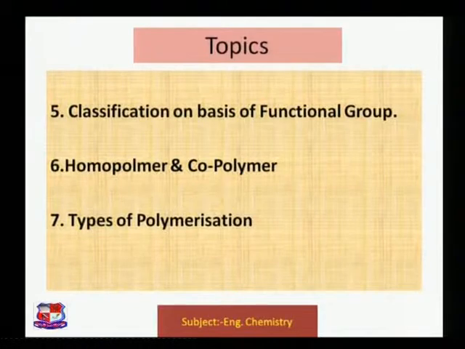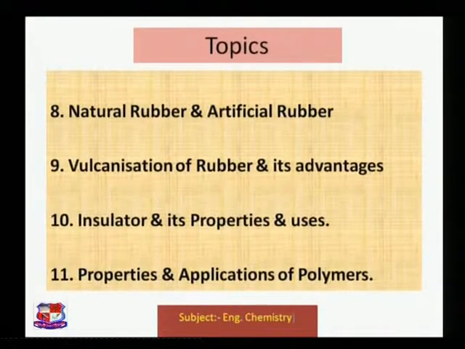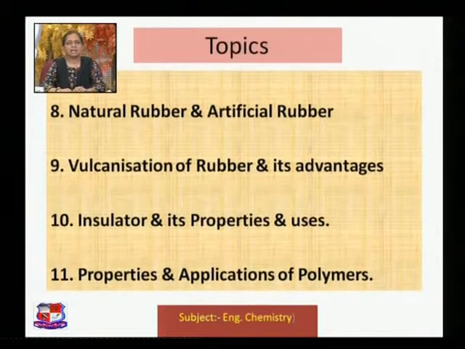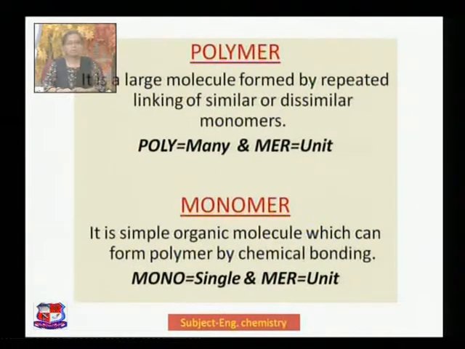Then we will discuss homopolymer, copolymer, types of polymerization, then natural and artificial rubber in detail, vulcanization of rubber and its advantages, insulators and their properties and uses, and then properties and applications of the various types of polymers. These are the topics covered in the engineering chemistry syllabus of the GTU Diploma in semester 1. Now let us begin.